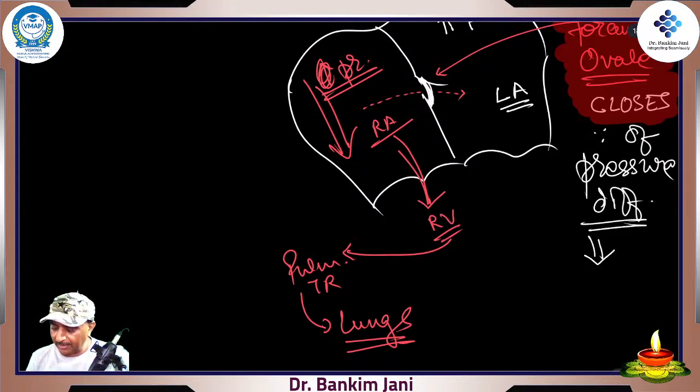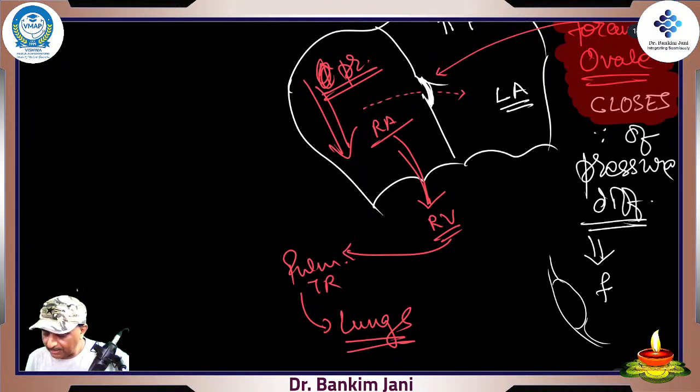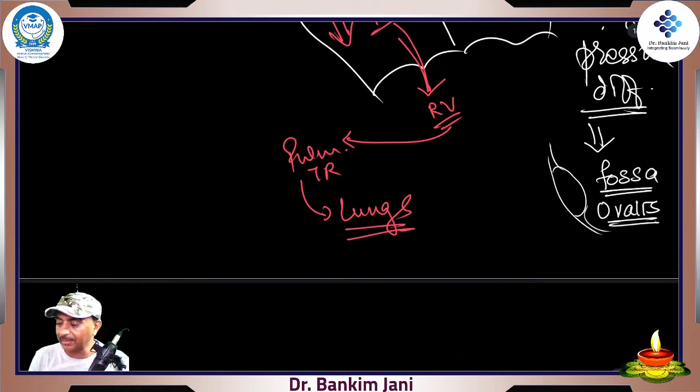So in the adult heart, when we do the dissection, you will find a fossa. Fossa means a depression. So in the entire interatrial septum there is a small depression, and that is called the fossa ovalis. That's why it is said that this is the fossa ovalis where once upon a time there was the foramen ovale, and it is because of that foramen ovale you survived.